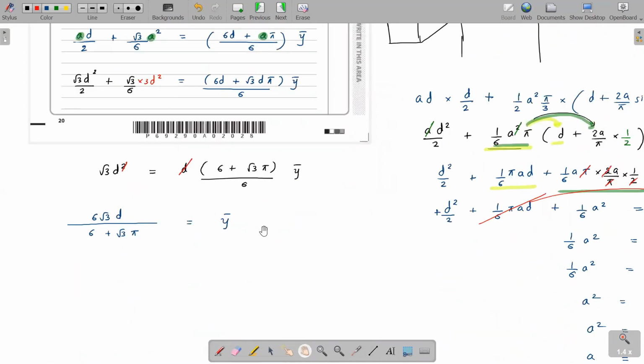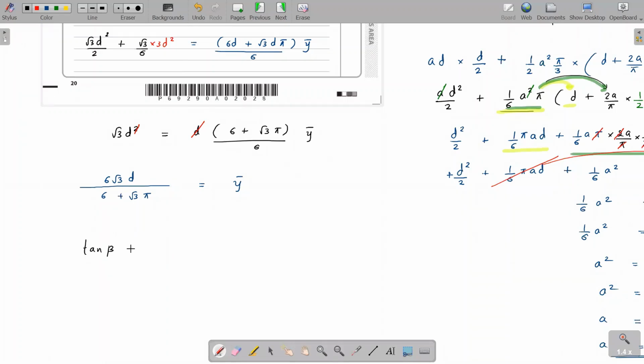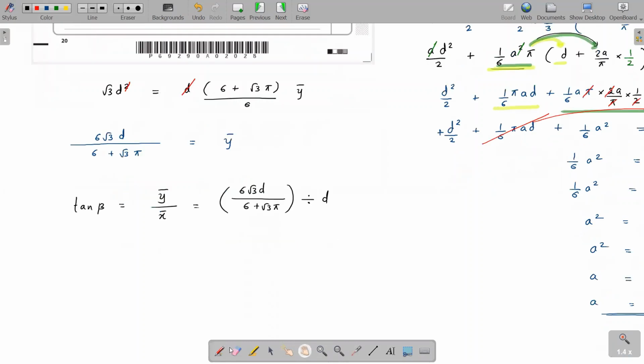So let's find the answer. Tan beta equals y bar divided by x bar. So y bar is 6 root 3d divided by 6 plus root 3 pi. X bar is simply d, right? So I just write divide by d. Division becomes multiplication, the d becomes 1 over d, and the d and d will cancel out. So now basically tan beta equals 6 root 3 over 6 plus root 3 pi.